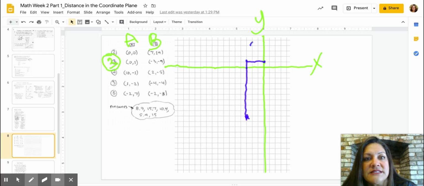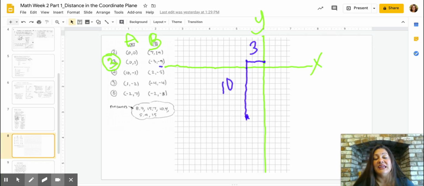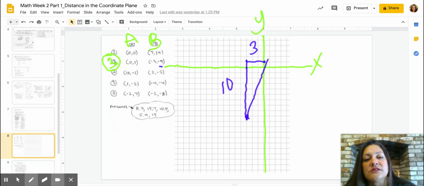And I know that this is 3 because it's going from 3 to -3. Right here is 10. And I went down -9 spots, but I was already starting up at the 1. It is absolute value because I want to know how far I went. So it doesn't matter that it went to a negative. And then we're going to do the hypotenuse. That will be side C.